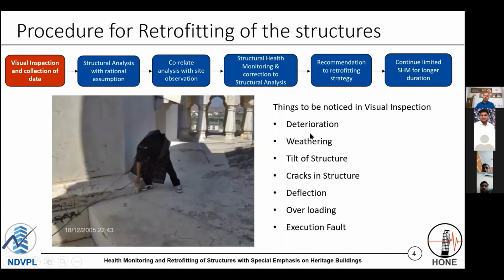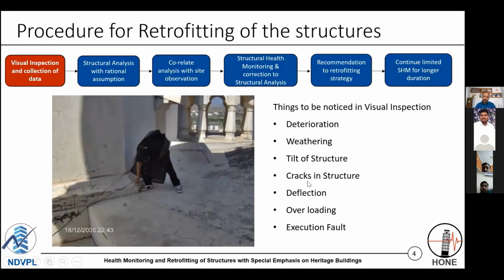So we must look for deterioration, weathering effect, tilt of structure, cracks in structures. We must classify the cracks, whether the cracks are random or directional cracks. Because typically there are not single symptoms, there are multiple symptoms, and the symptoms can be correlated and made into a complete story about the structural deterioration.